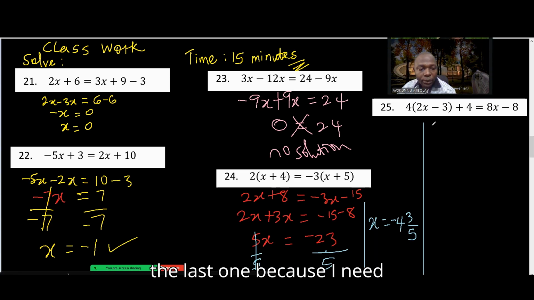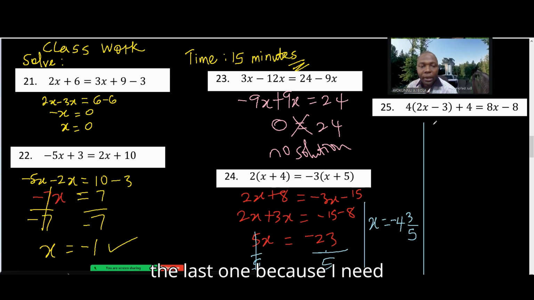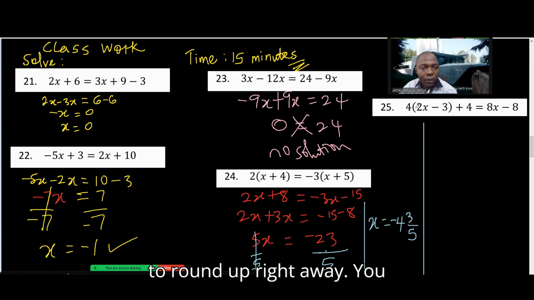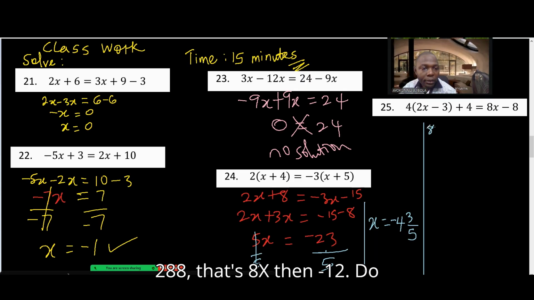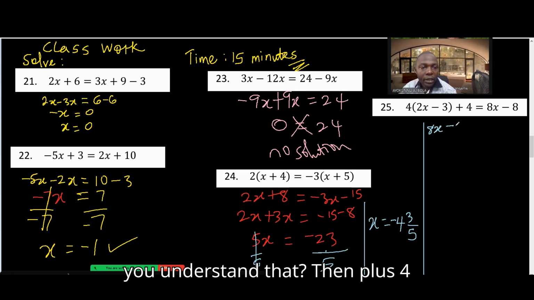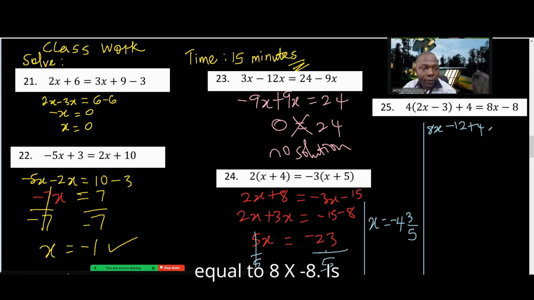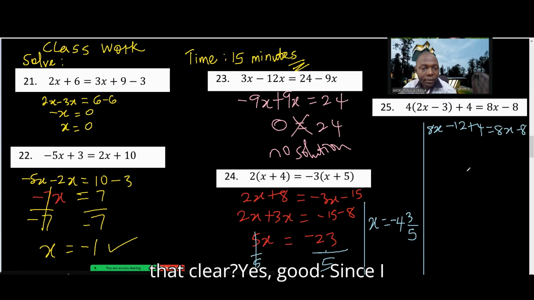Okay, the last one, because I need to round up right away. You open the bracket here. 4 times 2, 8. That's 8x, then minus 12. Do you understand that? Then plus 4 equals 8x minus 8. Is that clear? Yes. Good.